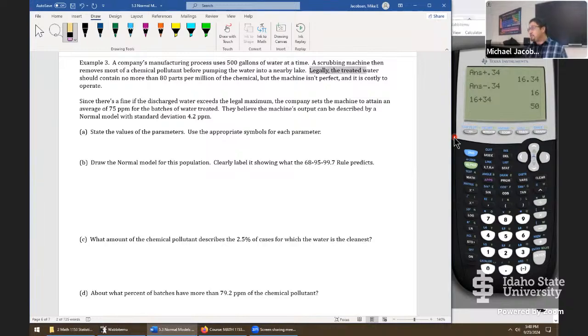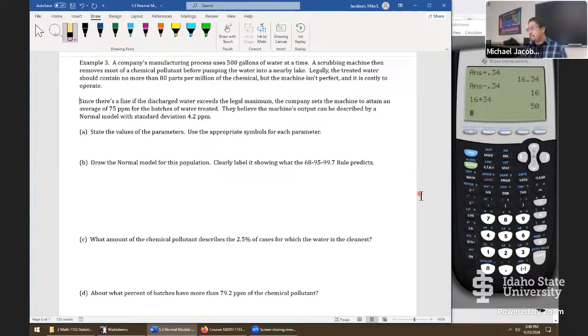Here it says, legally, the treated water should contain no more than 80 parts per million of the chemical, whatever it is. Think lead if you want just a good picture in your mind. Very bad neurotoxin. But the machine isn't perfect and it's costly to operate, and so there's the drama. They know they're legally supposed to remove the pollutant, but they're also trying to make money at the same time, and so a corporation's going to try to find a middle ground where they're barely in compliance, but making the most amount of profit potentially. So government agencies know this and they're going to impose fines. And so here's the corporation trying to find a middle ground.